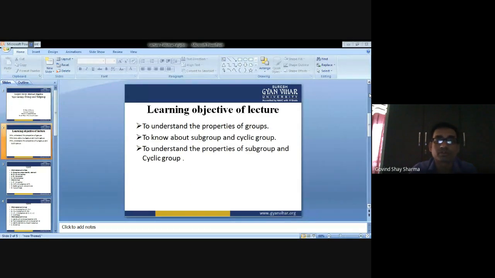Today's lecture objective is to understand the properties of group. We discuss the properties of group, and in the last lecture I told you some properties of group. To know about the subgroup and cyclic group, there are some basic fundamental terms of subgroup and cyclic group, and a small little touch with the cyclic group also. And to understand the properties of cyclic group and subgroup, there is a specific property of subgroup.